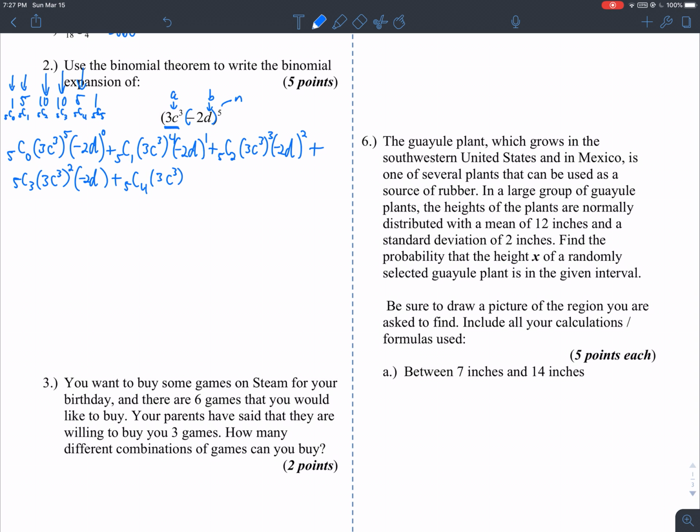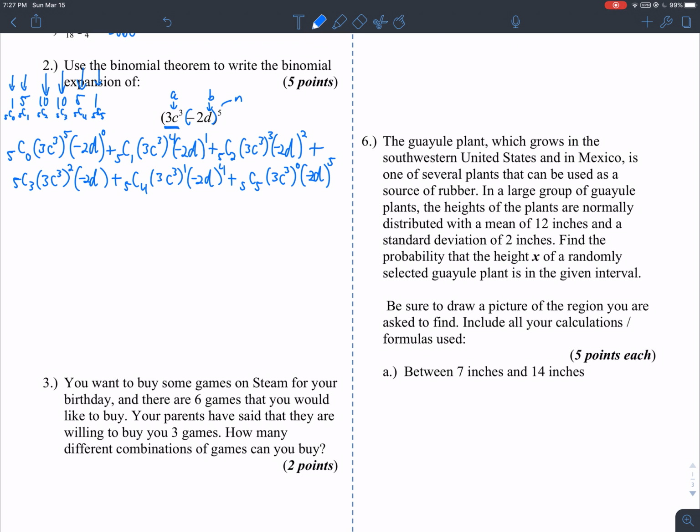3c cubed to the first power and negative 2d to the fourth power, plus the last one is 5 choose 5, 3c cubed to the 0 power, and then negative 2d to the fifth power. Alright, so this is everything done.